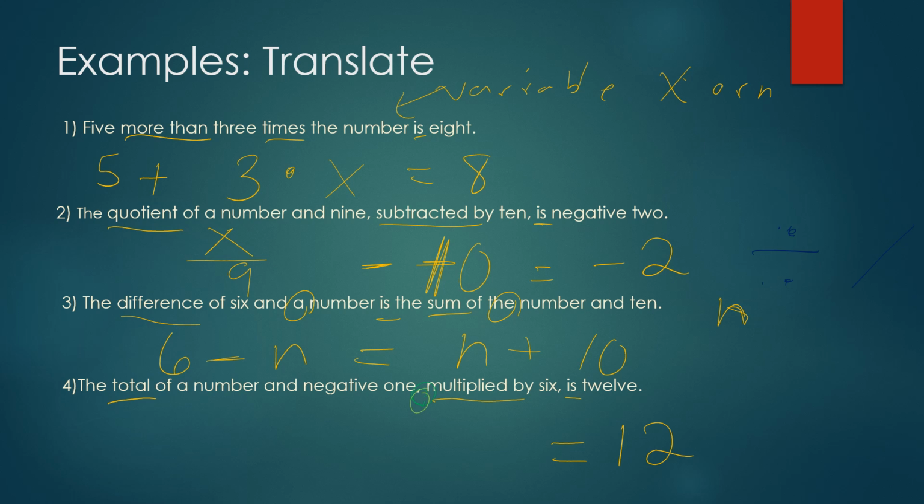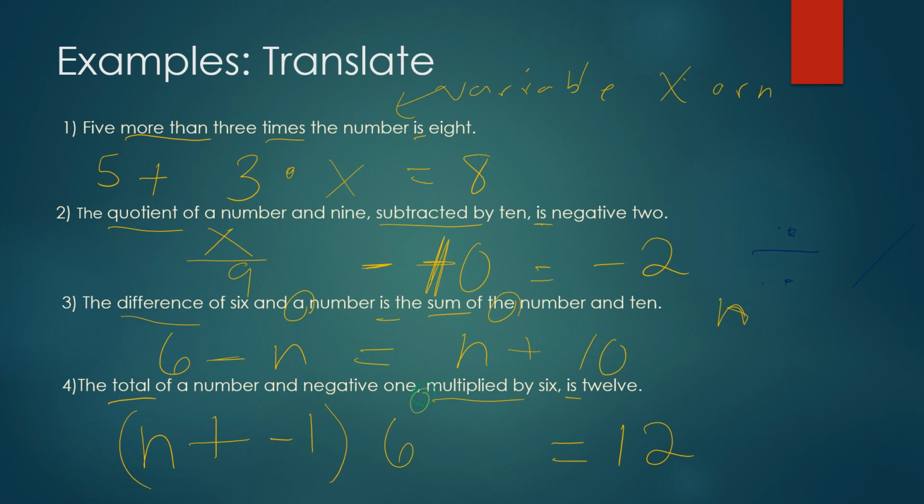So the total is going to be a sum, and we're going to add a number. We'll use n this time, and -1, but the entire thing is going to be multiplied by 6. Notice the parentheses that we put in here. But that's the answer. So pay attention to when you have to multiply. If translations are tricky, think about putting in numbers and what the result is.